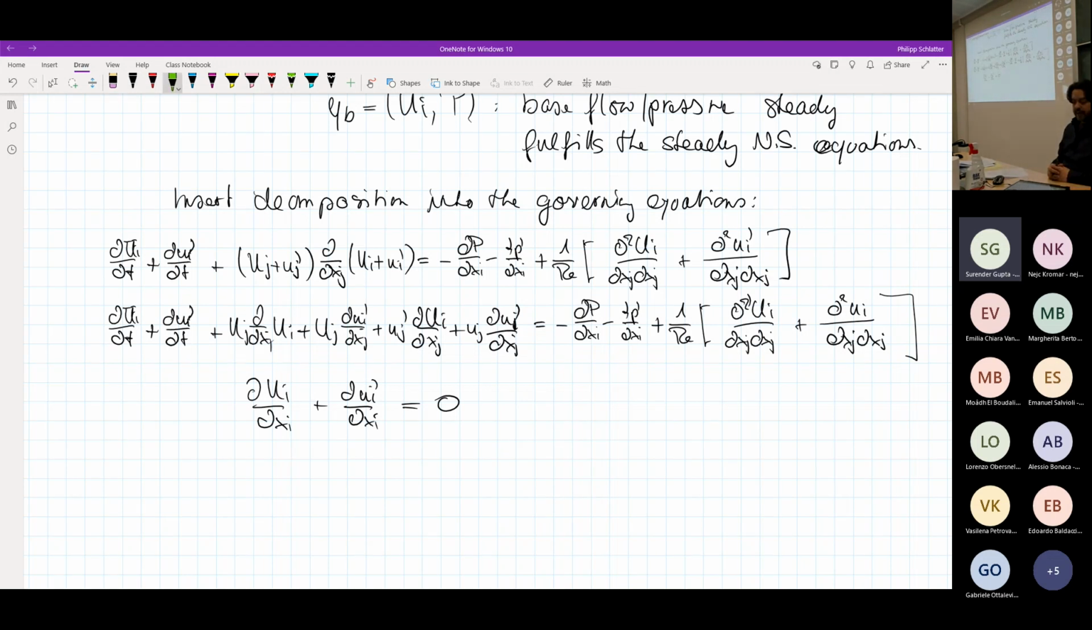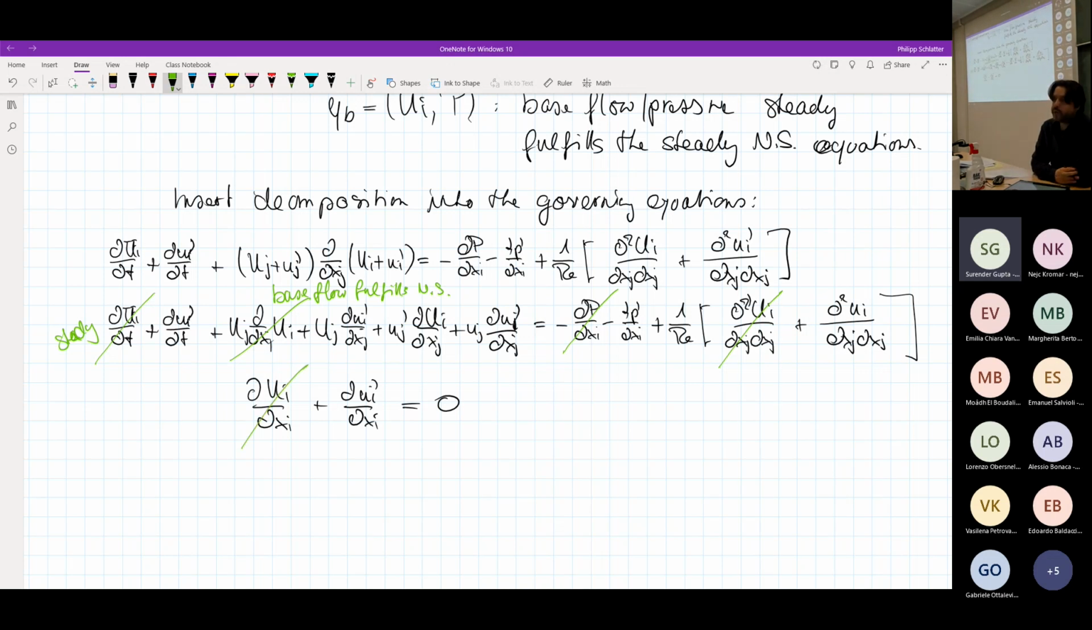Now let's take out the green pen and take away those terms that are actually zero. First of all, the base flow is steady, so that means that term goes away. Then I know that the base flow fulfills the steady Navier-Stokes equations. So that means that this term and this term go away, because the base flow is fulfilling Navier-Stokes. This one was steady. This is base flow fulfills Navier-Stokes.